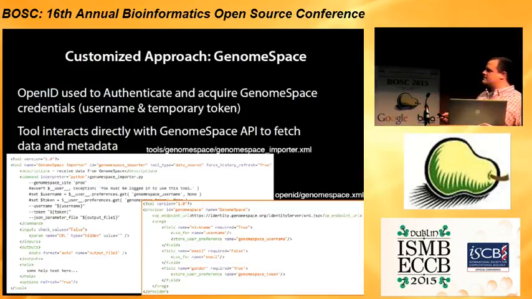You can also do a customized approach with Genome Space, where we use OpenID, and this is required to get the username and the temporary token. The tool itself interacts directly with the Genome Space API to fetch the data and metadata. If you want to know more about these, you can check out those files.